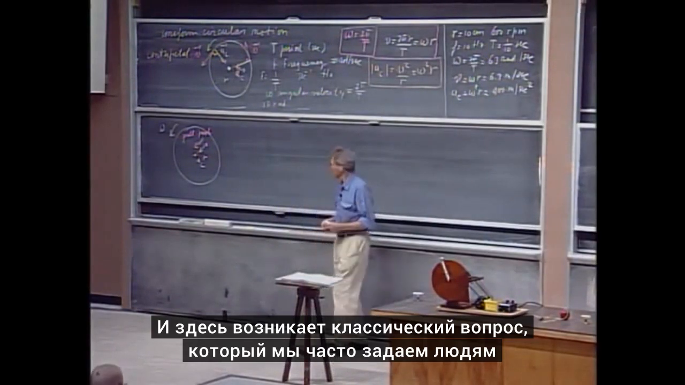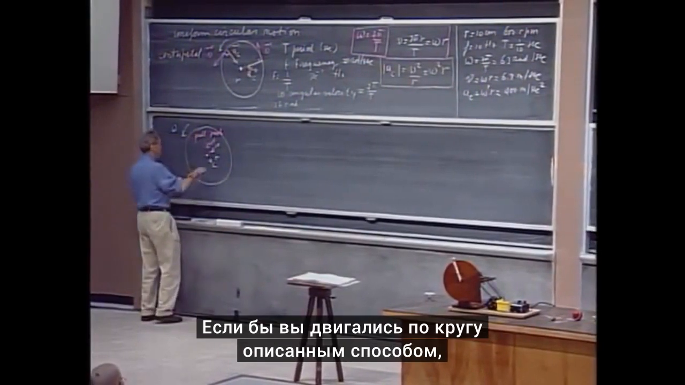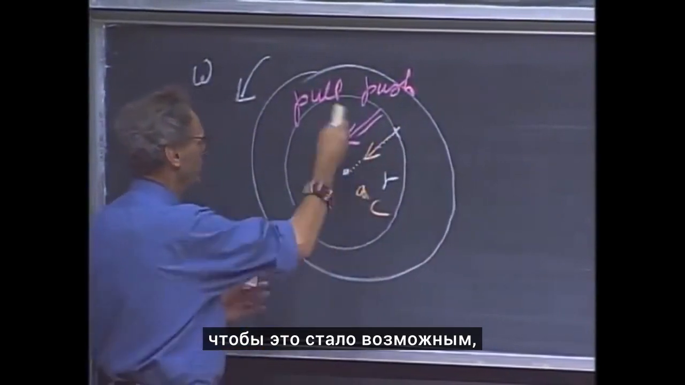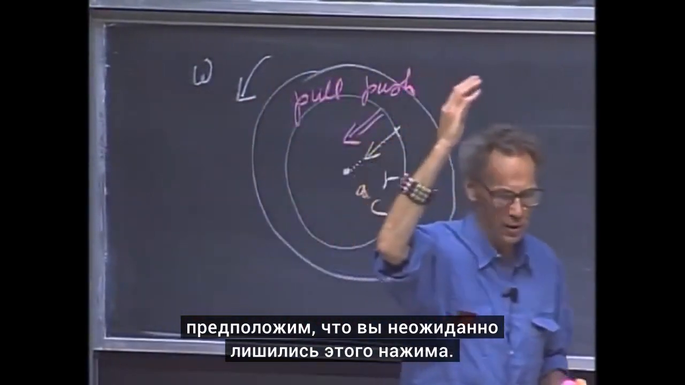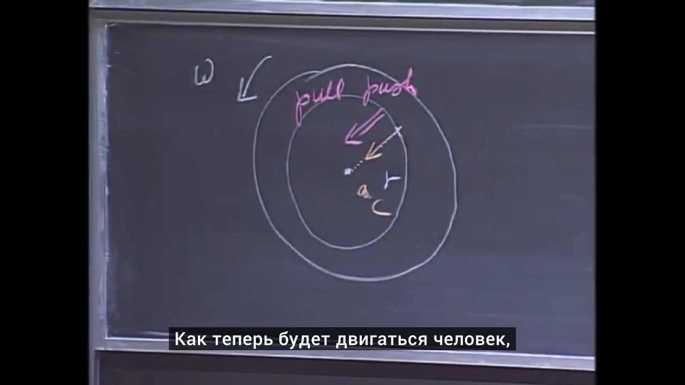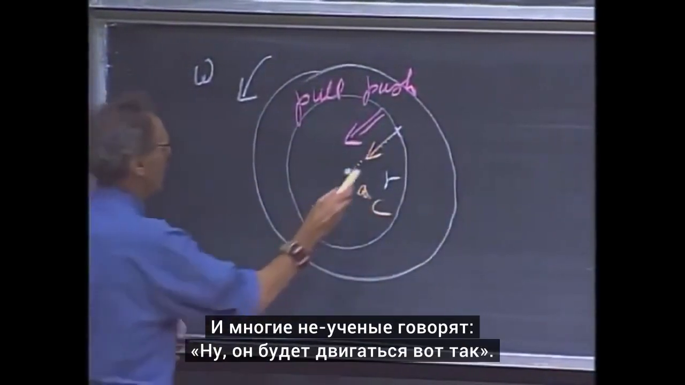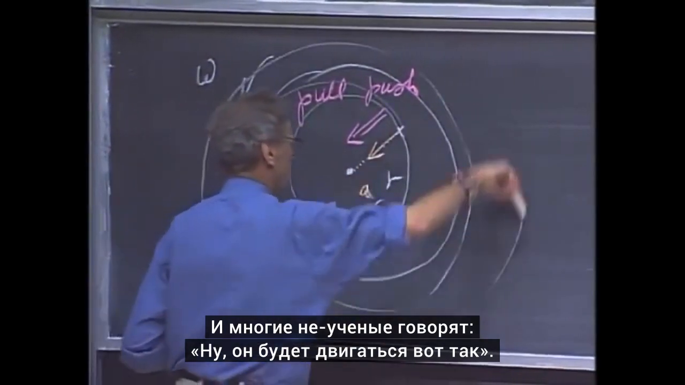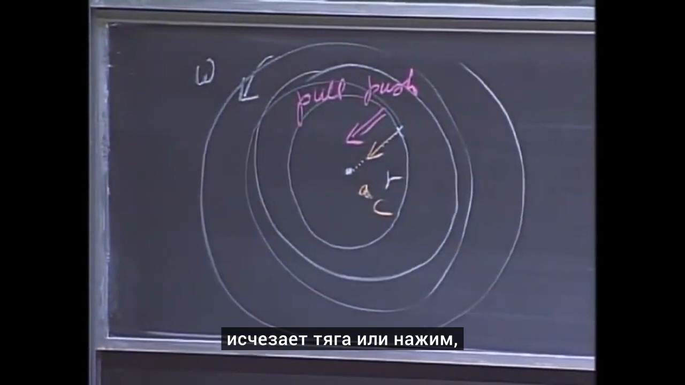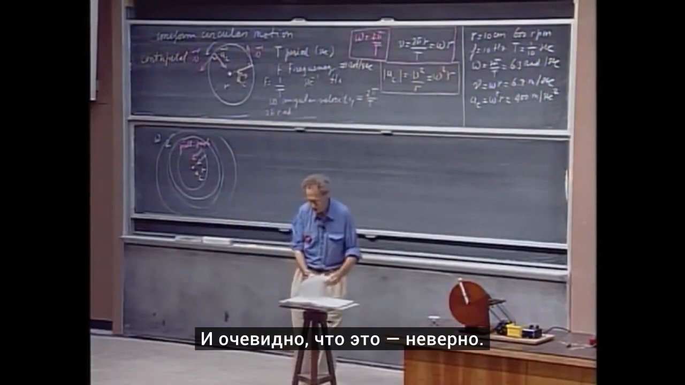Now, the classic question comes up, which we often ask to people who have no scientific background. If you were to go around like this, and something is either pushing on you or is pulling on you to make this possible, suppose you took that push out all of a sudden. The pull is gone. What is now the motion of the person who is sitting on the turntable? And many non-scientists say, well, it will do like this. That's sort of what your intuition says. You go around in a circle, and all of a sudden you no longer have the pull or the push, and you go around in a spiral. And obviously, that is not the case.